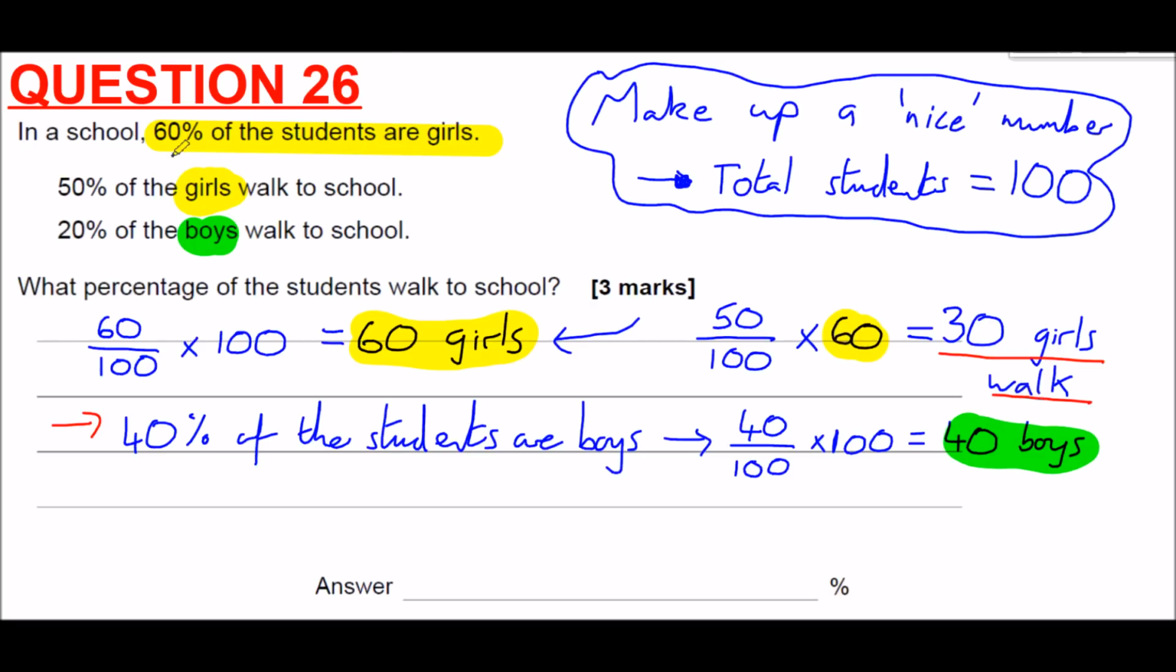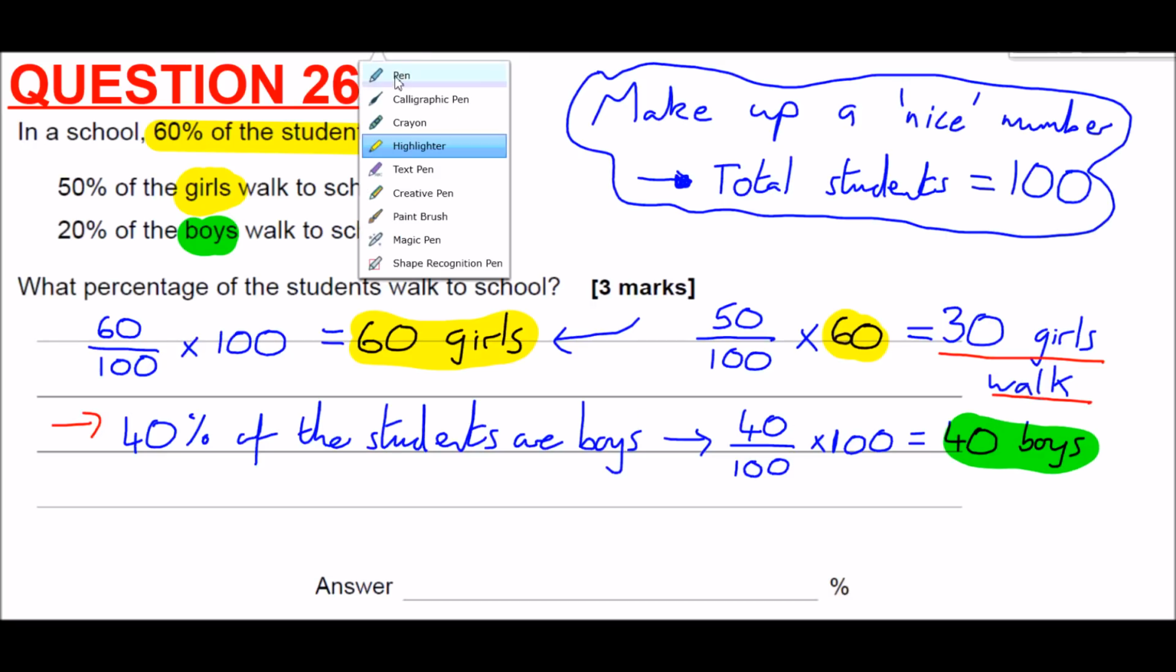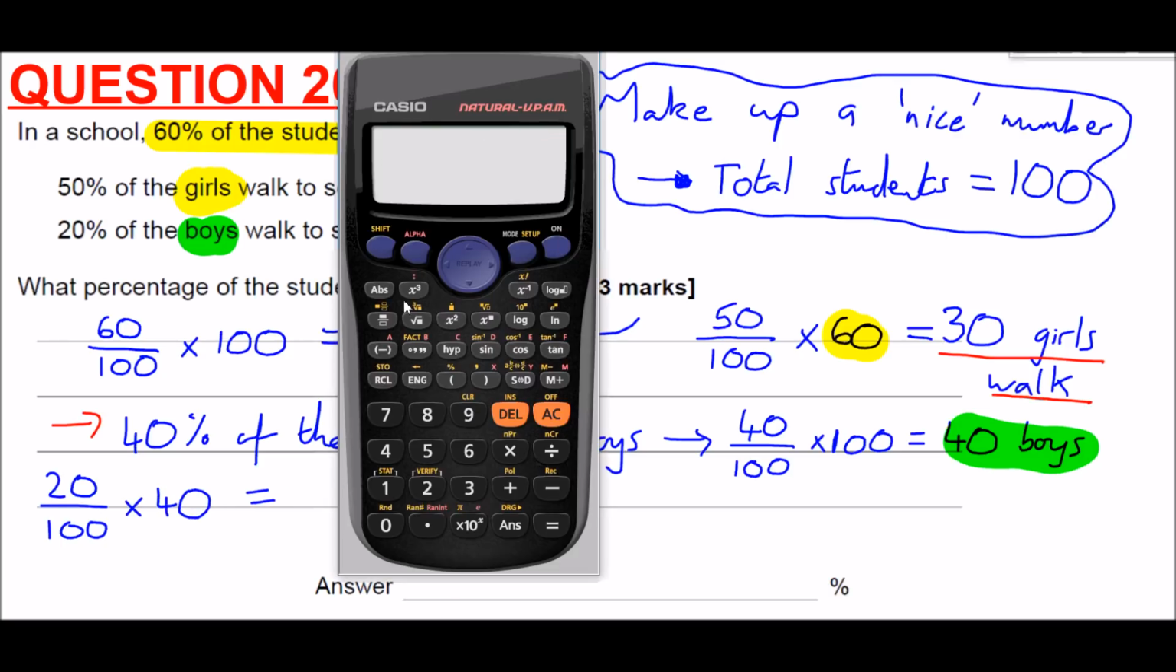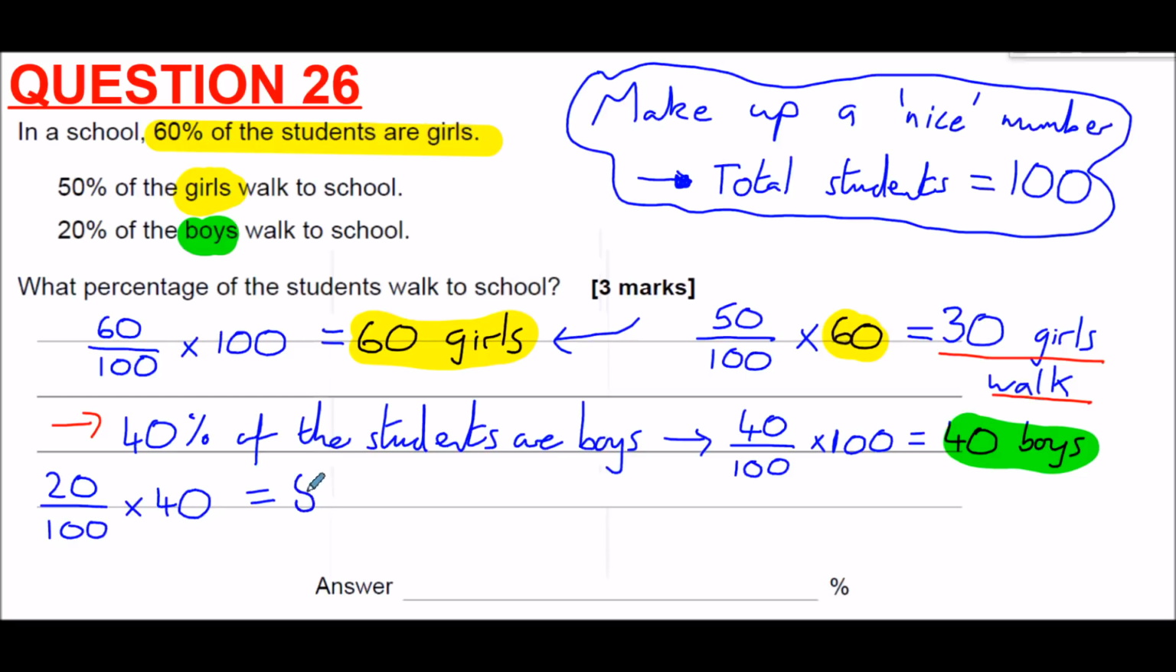And now 20% of those boys walk to school. And so 20% of 40 would tell us how many of those boys walk into school. So 20% of 40 brings us to 8. So that means that 8 boys walk.